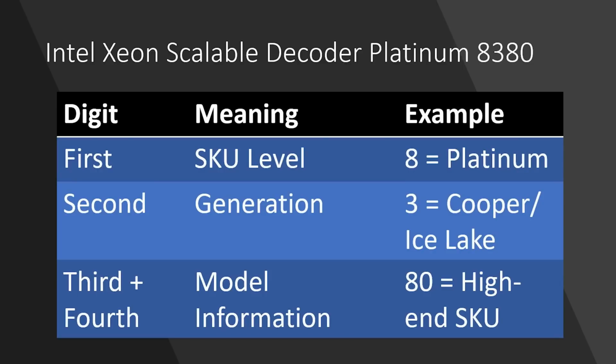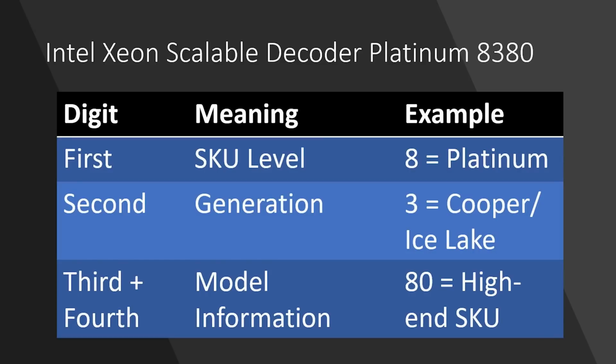And I said 5100 series because that second digit, in the Platinum 8380, where we get that 3, that's actually the generation number. So when we say third generation Intel Xeon Scalable, that's that 3. So when I said the 5100 series, that was the first generation, which is the Skylake generation. And then the last 2 digits are really the model designation. So 80 is basically the high-end model.